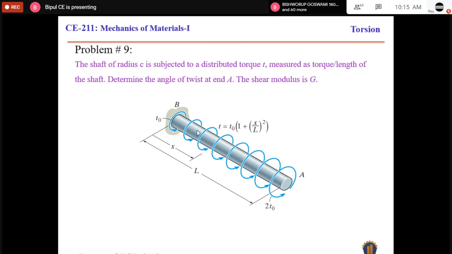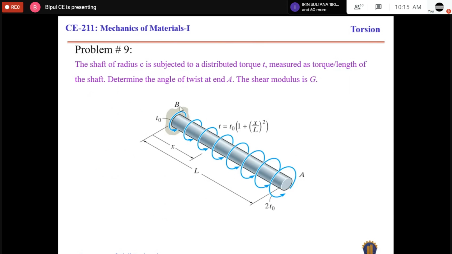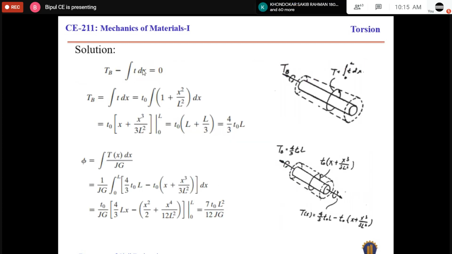So T naught is the torque applied at B, and X is measured from the fixed support, and L is the total length. Determine the angle of twist at end A. So what will be the angle of twist at end A, and the shear modulus is G. First of all, we have to determine the torque developed at point B, the internal torque developed at point B. That can be determined using this equation.